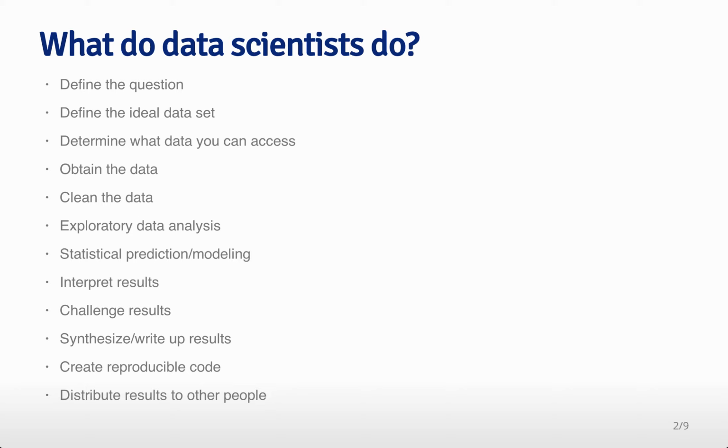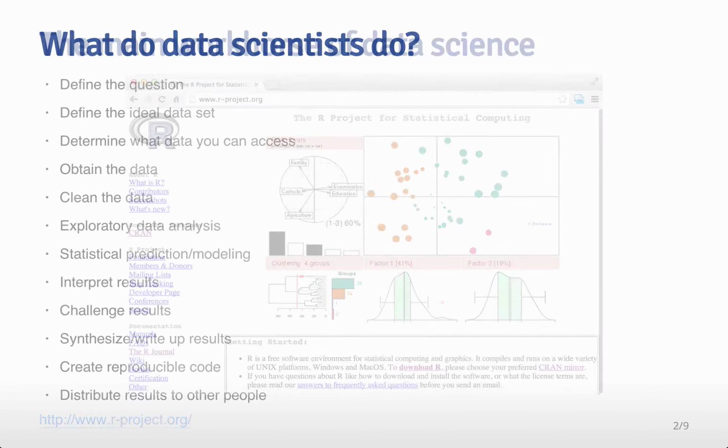making plots and clustering so that you can identify patterns that you didn't know about beforehand in the data set, performing statistical prediction or modeling to try to build sort of an intuition about what's going to happen in the next sample you might take, interpreting your results and challenging them, then synthesizing them and writing them up in reproducible ways that can be shared with other people. Finally, we're going to talk about distributing results through things like interactive graphics, also through write-ups and presentations, and finally through interactive apps built on top of R.